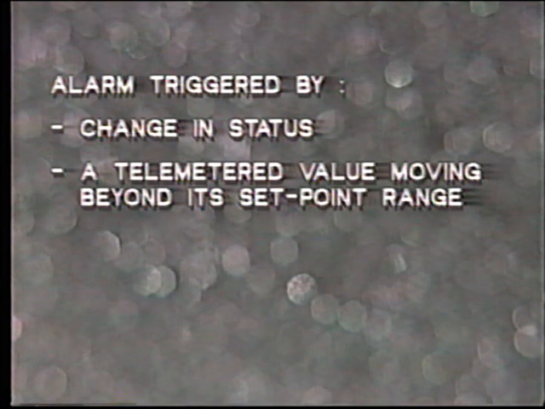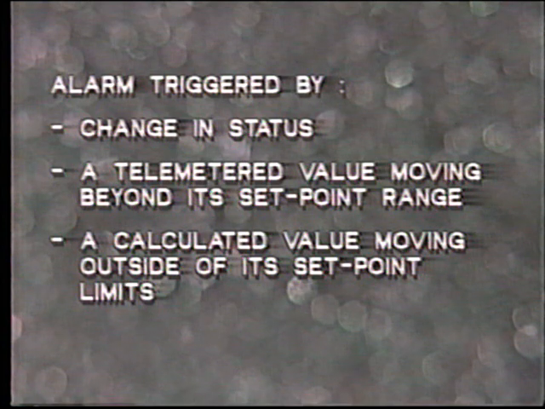The alarm will be triggered by one of the following conditions: change in status, for example, an unauthorized breaker trip or reclosure; a telemetered value moving beyond the set point of its normal operating range; a calculated value moving outside of its set point limits.